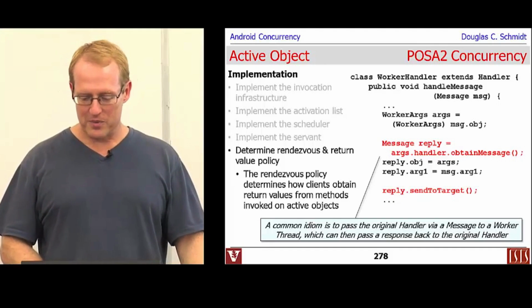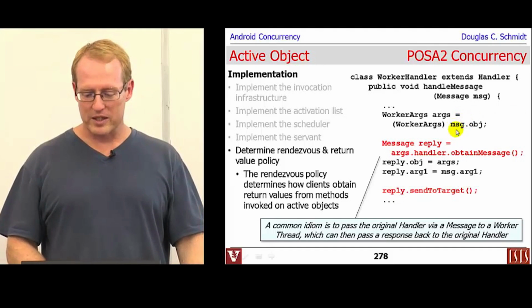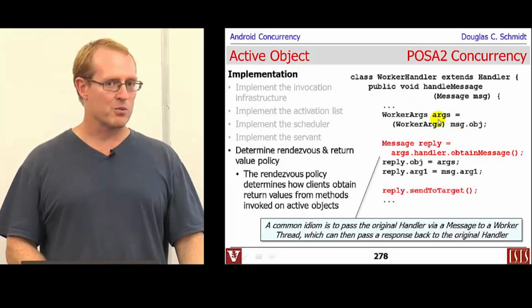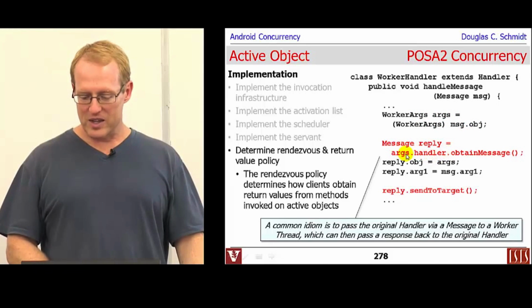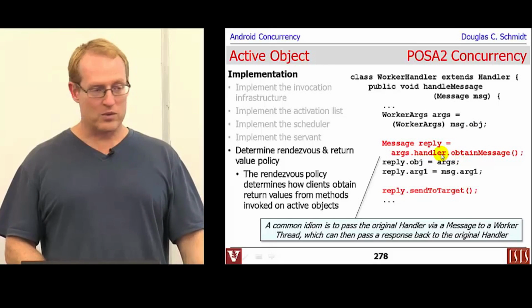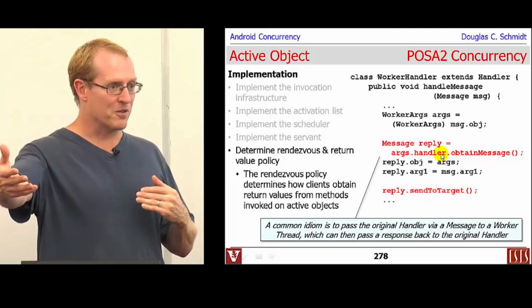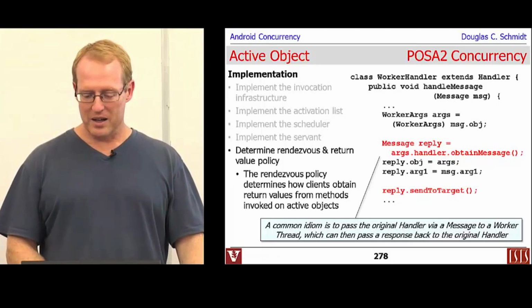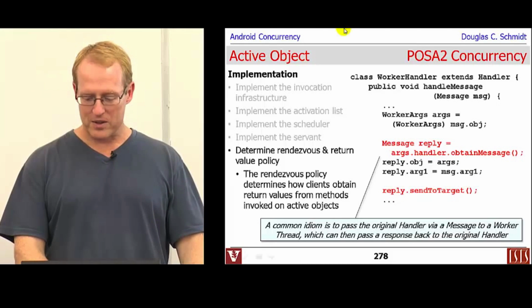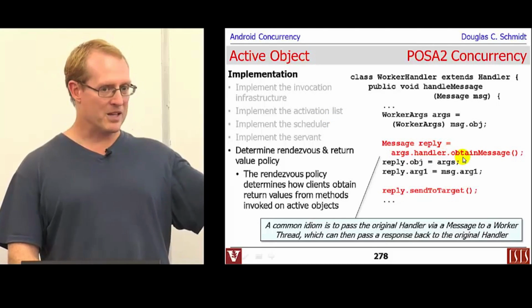So you can see here, in this particular example, which we'll look at in more detail later, we get the message, we go ahead and crack it open, and we get some arguments that were passed in. And then we take a look at the args.handler field, and that's the handler of the guy who sent us the message in the first place. And we use obtain message, which is a factory method that's used to get back a message.